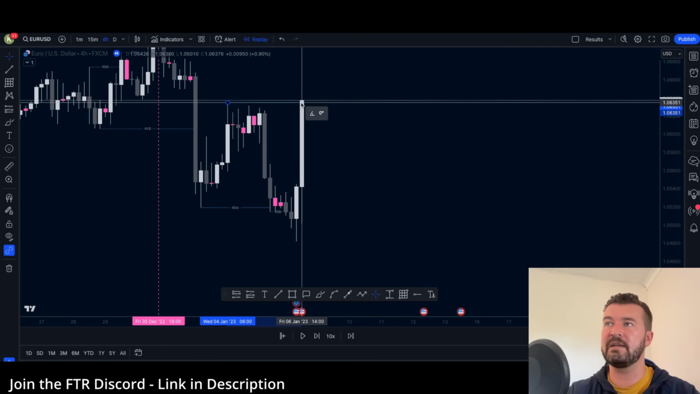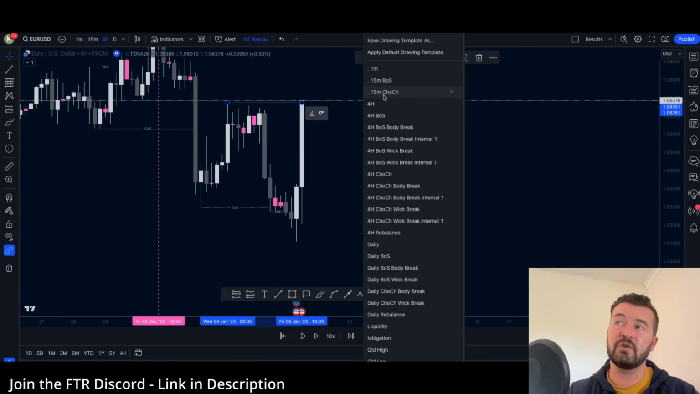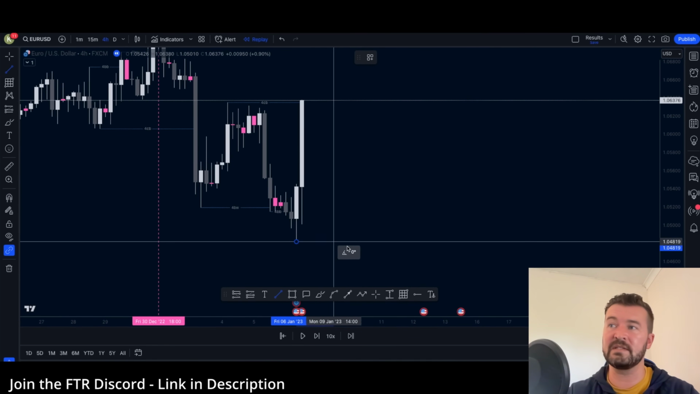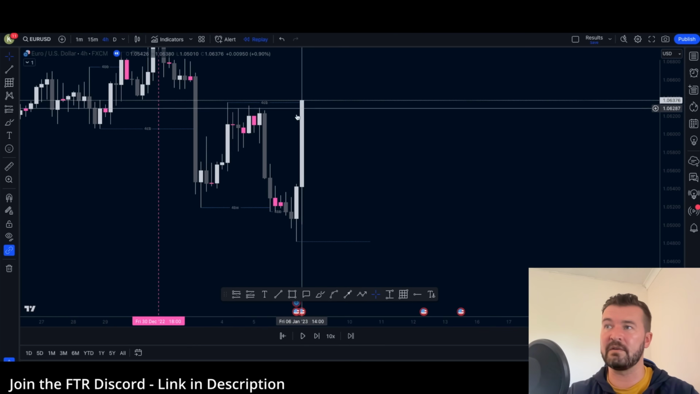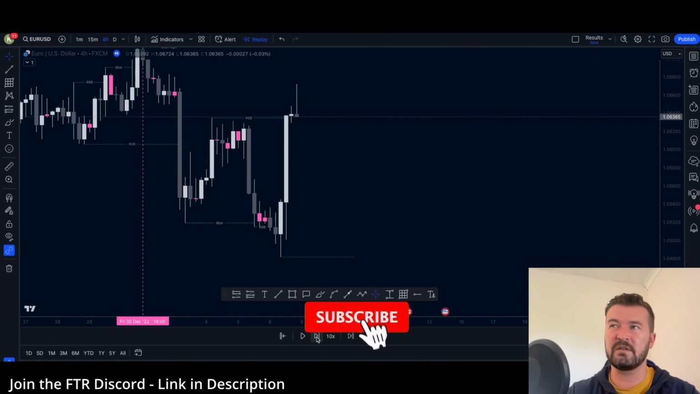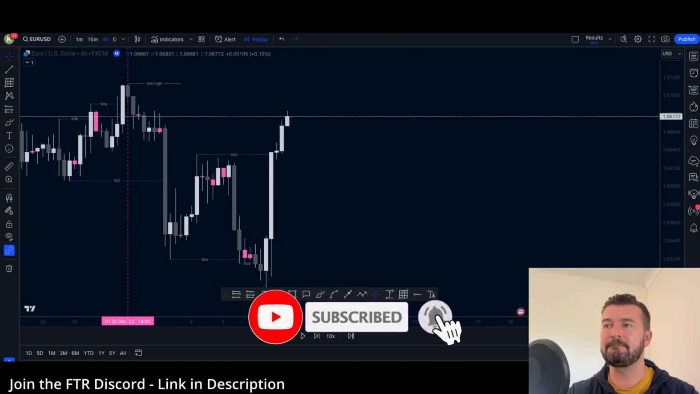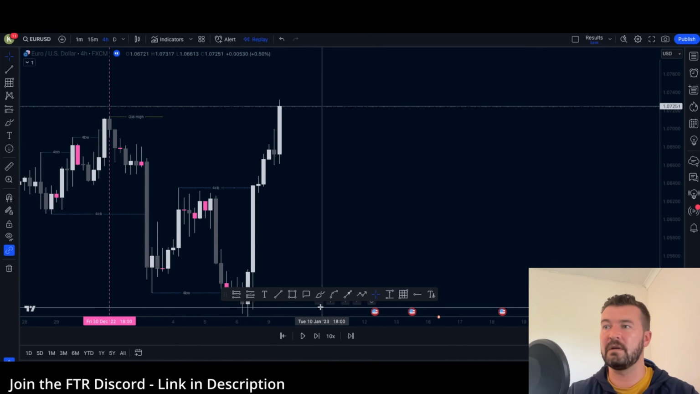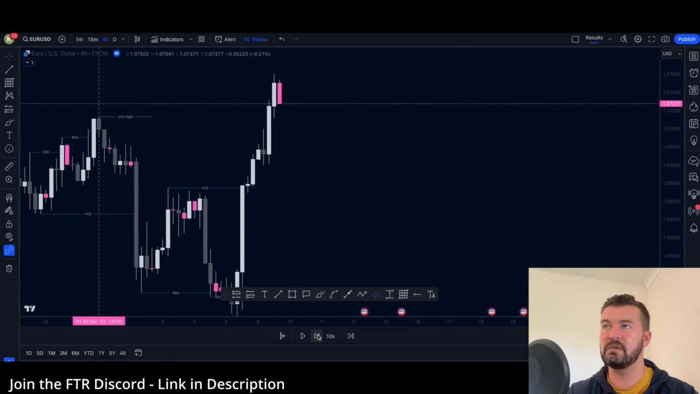So what have we had here? We have had CHOCH with a body break. So CHOCH with a body break, which is really cool, which means that we now know that this is the lowest point between there and there. This is the lowest point. That's going to be our new CHOCH line if we want it. And I'll just do maybe one more, and then I'll show you what the spreadsheet looks like once you've done it. All right, so there we go.